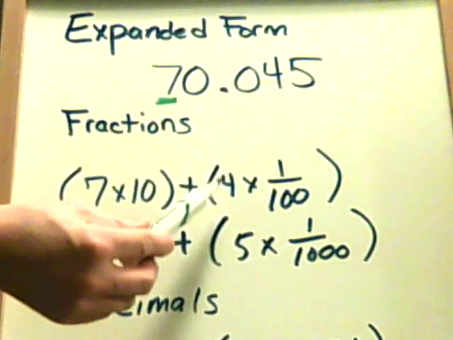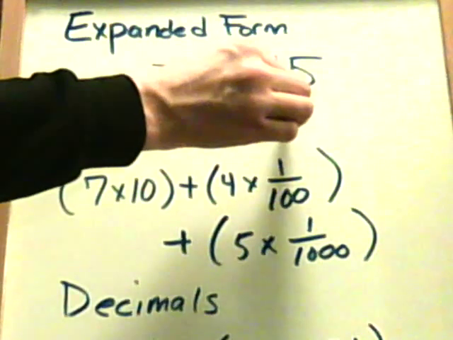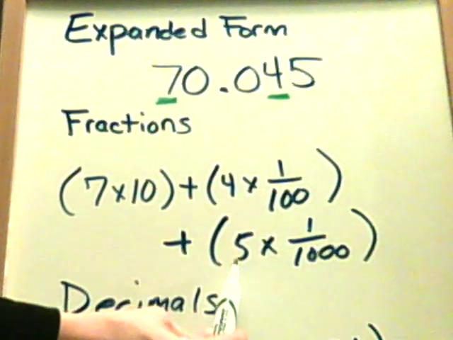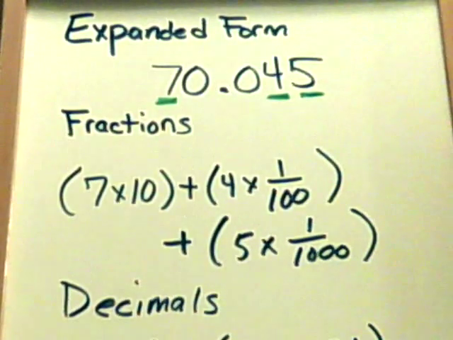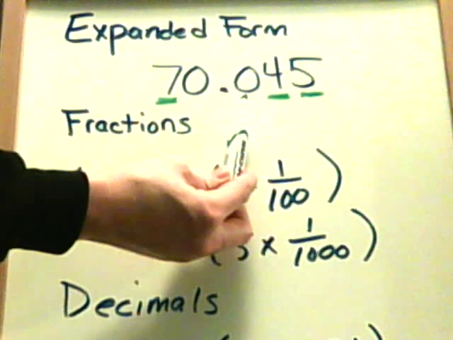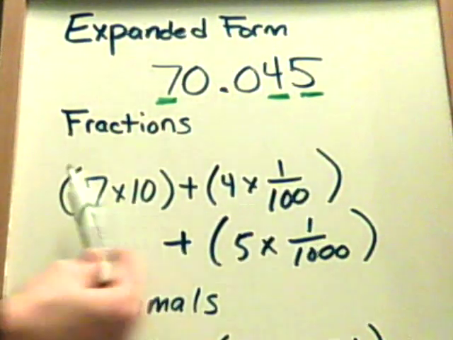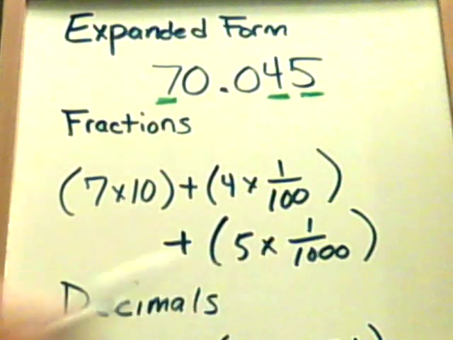Now here we have 4, so you have a 4 times the name of the place value. The name of this place value is the hundredths, or 1 over 100. So that's how you get this. And then you have 5 times 1 over 1,000, because this is the thousandths place. So this is tens, this is ones, this is tenths, this is hundredths, this is thousandths. So it would look simply like this. Notice there's 1, 2, 3 numbers that are not zeros, and that gives us 3 things here to deal with.